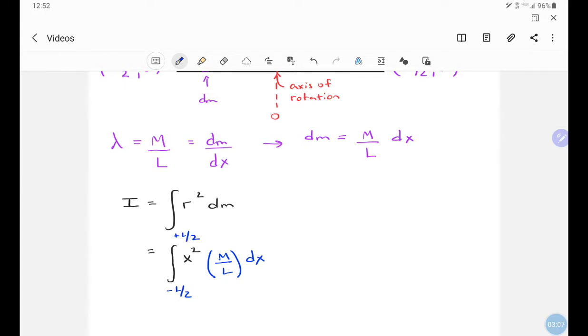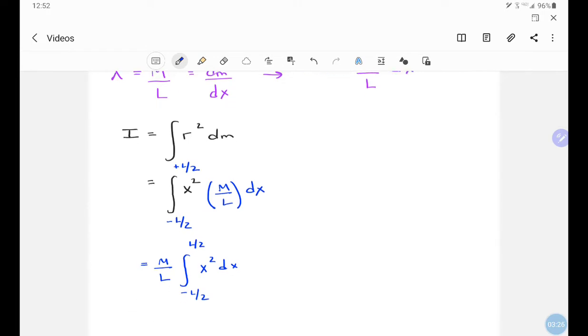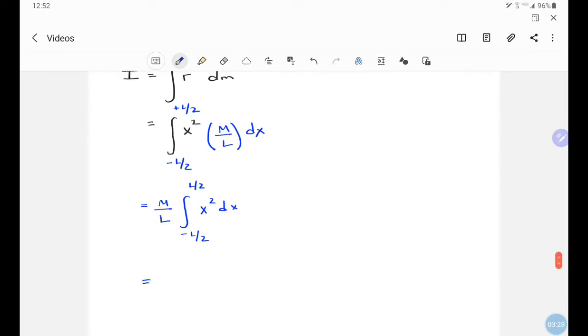So in doing the integral, mass and length are constants. They pull out of the integral. So M over L, integral of x squared dx from minus L over 2 to L over 2. That gives us M over L times x cubed over 3, evaluated between minus L over 2 and L over 2.